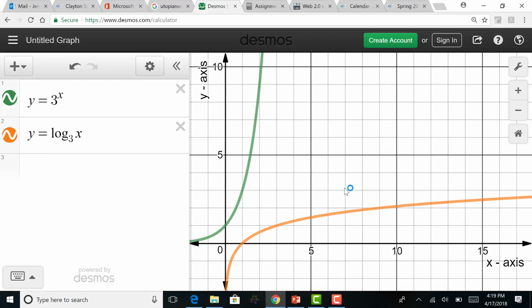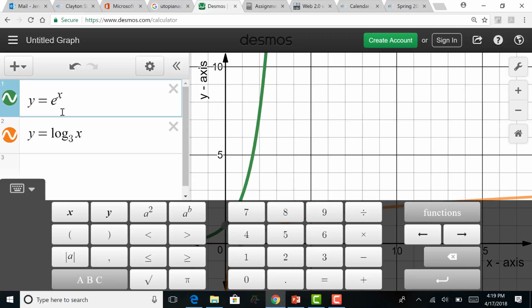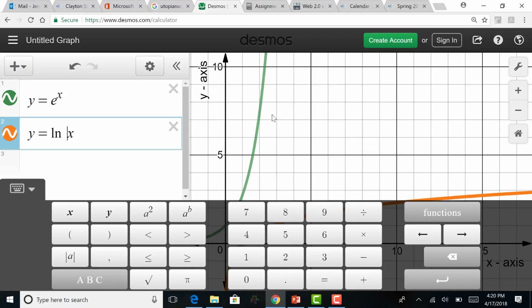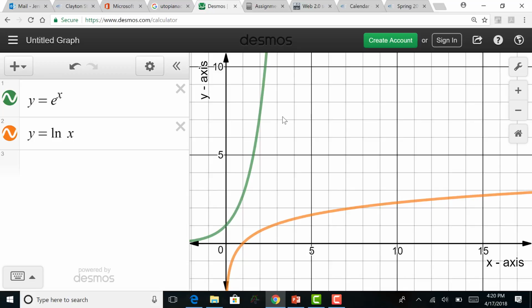We got it? So now I'm doing the same thing with the other one. So if I got e here, and let's take this out and put natural log. So I just wanted you to see, look at those two. Here's the original one, here's its inverse.